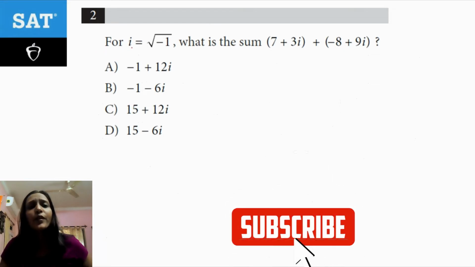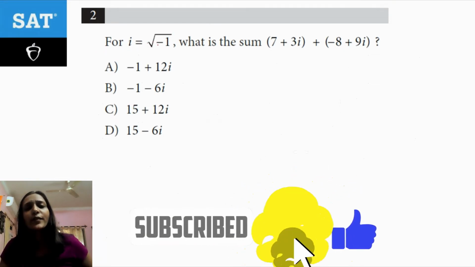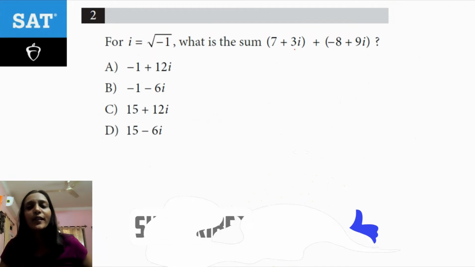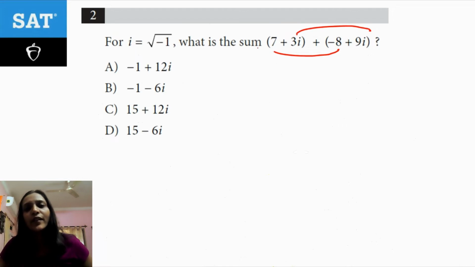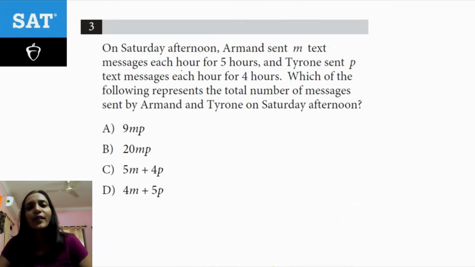Next question is for i equal to the square root of negative 1. So this is a complex number question. What is the sum? We just need to add the complex numbers together. So −8 plus 7 would be −1, and plus 3i plus 9i would be 12i. So we're looking for −1 plus 12i. −1 plus 12i is your option A.